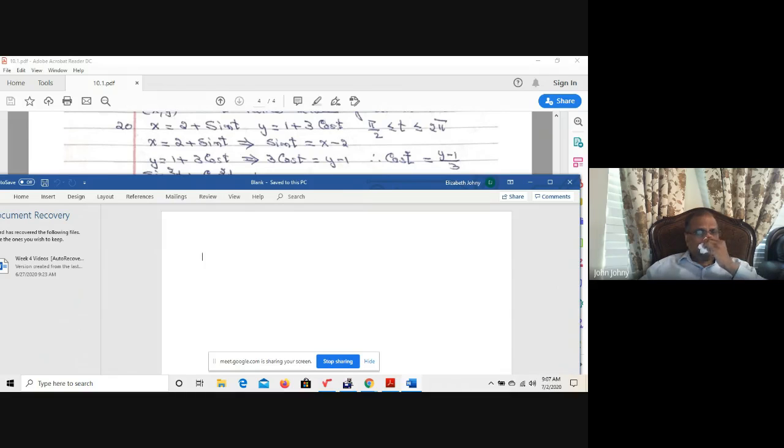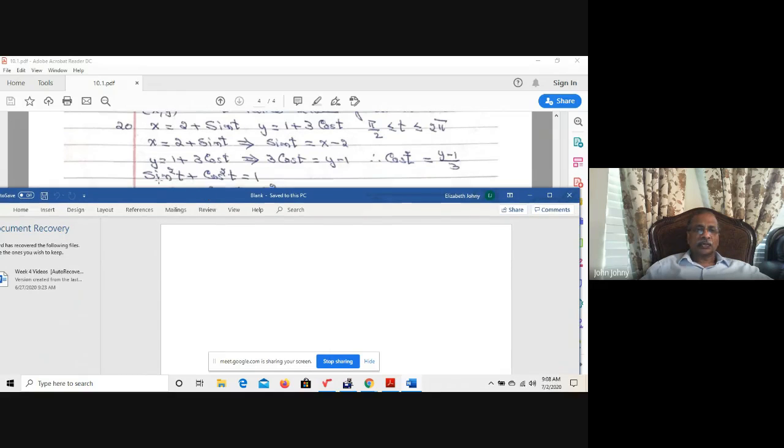If this is a general direction, if cos t and sin t are present in the equation, then you isolate cos t and sin t and use the identity sin square t plus cos square t is equal to 1.